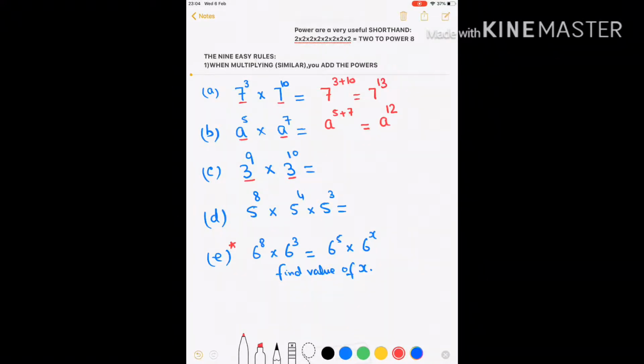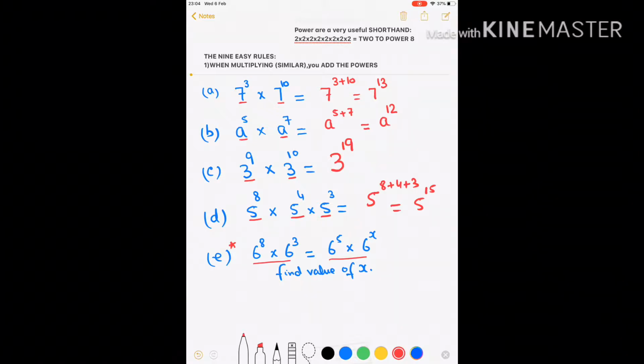Example C, the 3 bases are similar and multiplication is there, so we can add the powers: 9 plus 10 is 19. In question D, the 5s are similar and they are multiplying, so you have to add the powers: 8 plus 4 plus 3 comes to 15. So rule number 1: when the bases are similar, you have to add the powers.